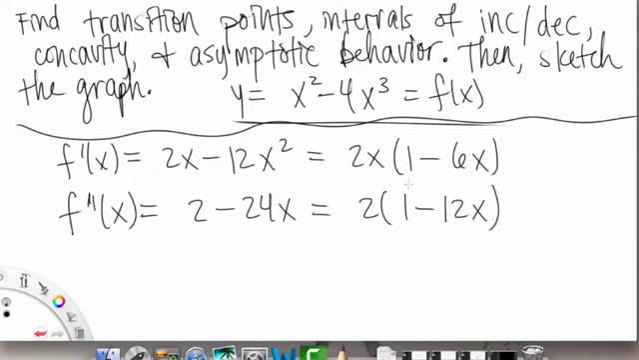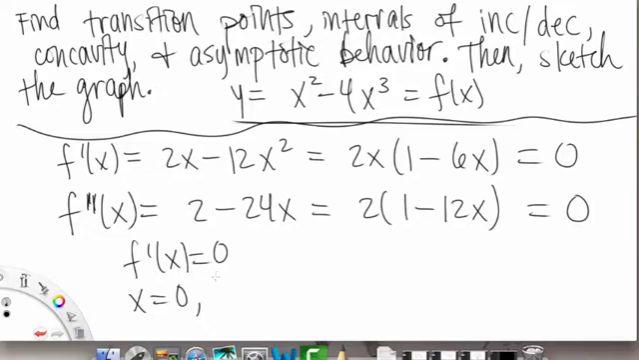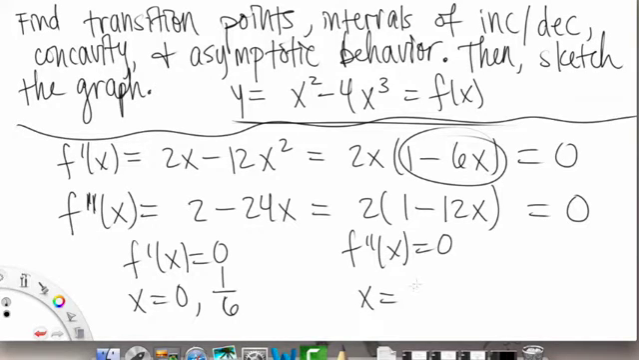Okay, so where are our transition points? To have a transition point, our first and second derivatives have to equal 0 or not exist. So let's find where these equal 0. So f prime of x equals 0 when x is equal to 0 itself, or if x is equal to 1 over 6, if we solve for x for this part here. And then f double prime of x is equal to 0 if x is equal to just 1 over 12.